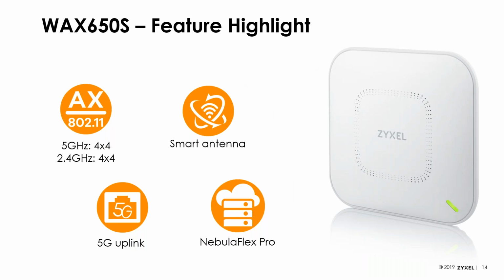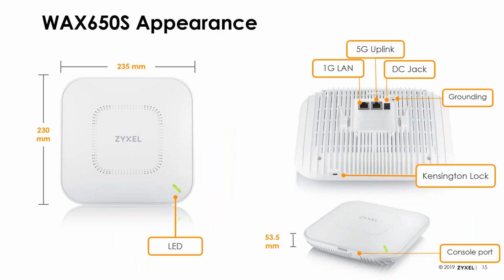So in a bit more details, so it is a 4x4 with 5 gig uplinks, smart antenna, and it is a Nebula Flex Pro capable AP, so you can install it in our cloud managed portal called Nebula, or standalone, or in an on-premises controller like the NXC or the USG. So basically one AP that fits all solutions.